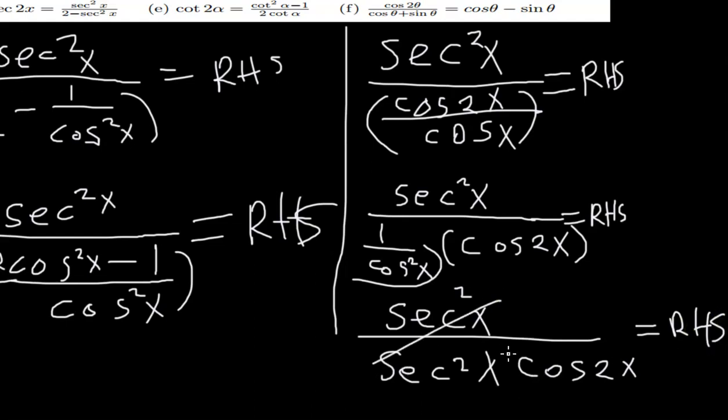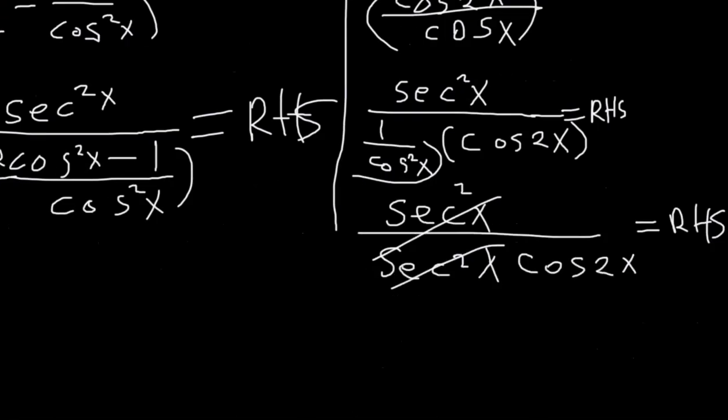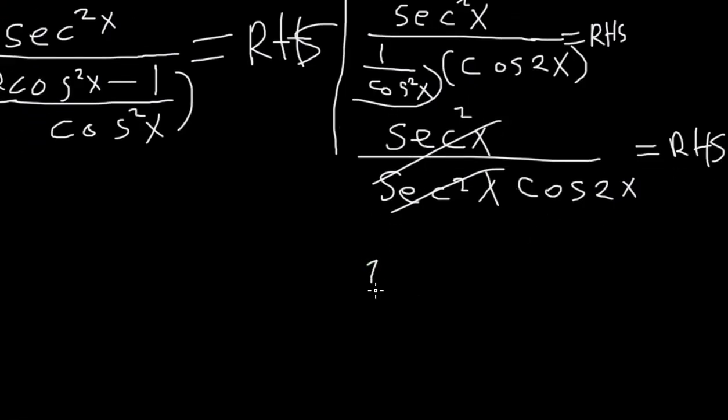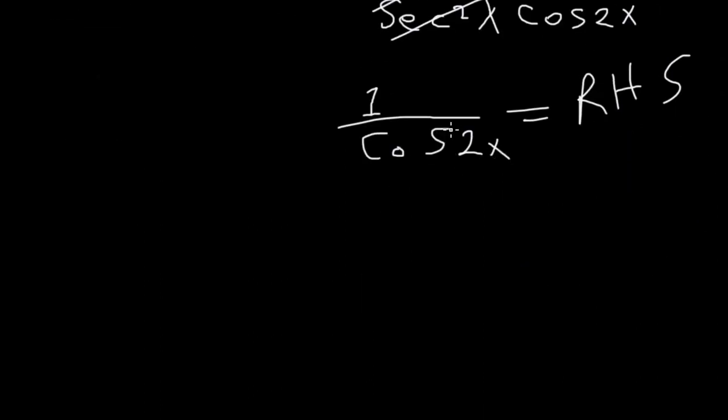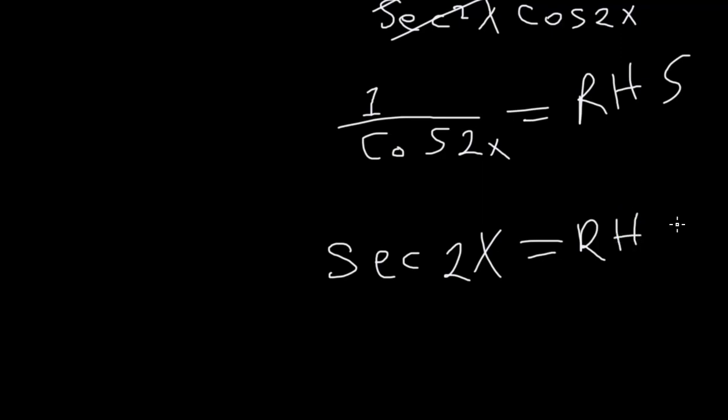So this and that will cancel, meaning I'm going to remain with 1 over cos 2x, which is equal to the right hand side. And apart from this, we know that 1 over cos is nothing but sec. Since the angle here is 2x, we're going to have sec 2x being equal to the right hand side. Hence proved. So we have proved it as well.